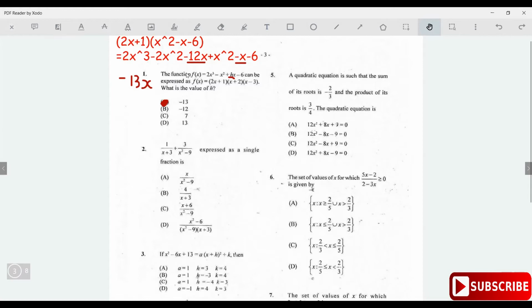Nice. Another way you could do it, it's always good to look at both methods, is to say that h over 2, c over a, is equal to minus a half times negative 2 plus minus a half times 3 plus minus 2 times 3. This is another way to do it. And then you transpose for h.